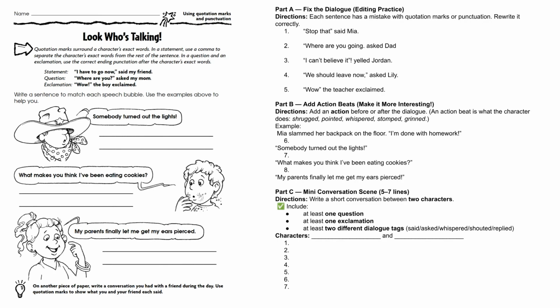On this page, we are practicing how to write dialogue correctly. Dialogue means the exact words a character says. When we write dialogue, we use quotation marks around the words that are spoken. We also need correct punctuation. For example, "I have to go now," said my friend. The comma goes before the closing quotation mark.